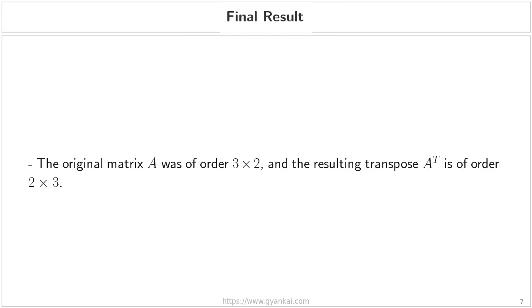Final result. Now that we have completed the step-by-step process, let's observe the final result. As you can see, the original matrix A had an order of 3x2. However, after performing the transpose operation, the resulting matrix, A transpose, now has an order of 2x3. This perfectly illustrates the principle we discussed in the earlier slides. The dimensions have been swapped, confirming that the number of rows in the original matrix has become the number of columns in the transposed matrix.